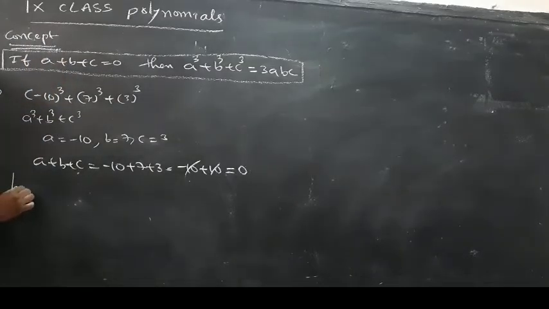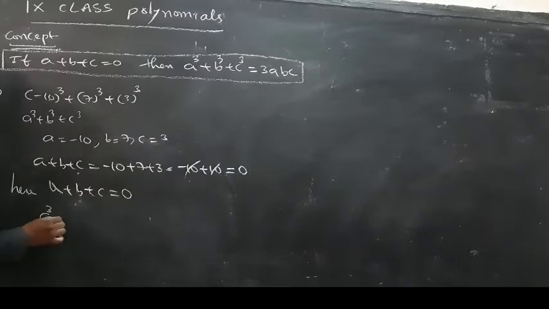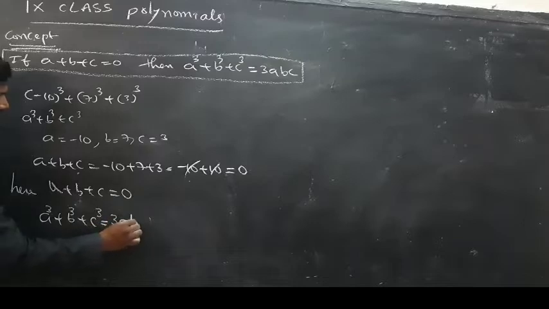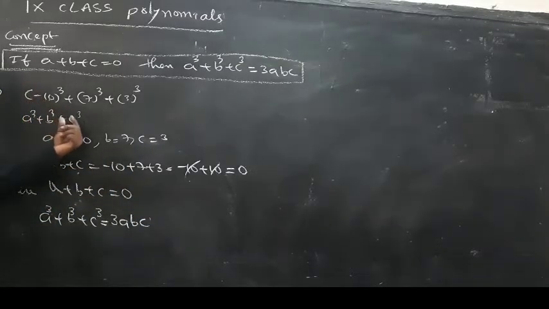Here a plus b plus c is equal to 0. Then according to the concept, we can write a cube plus b cube plus c cube is equal to 3abc. So what is the question? Find the value of minus 10 whole cube plus 7 cube plus 3 cube.